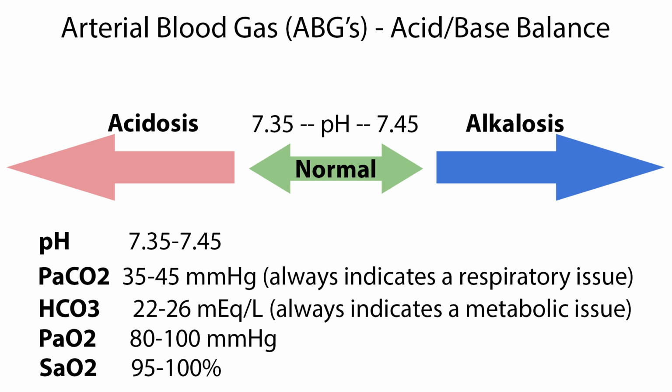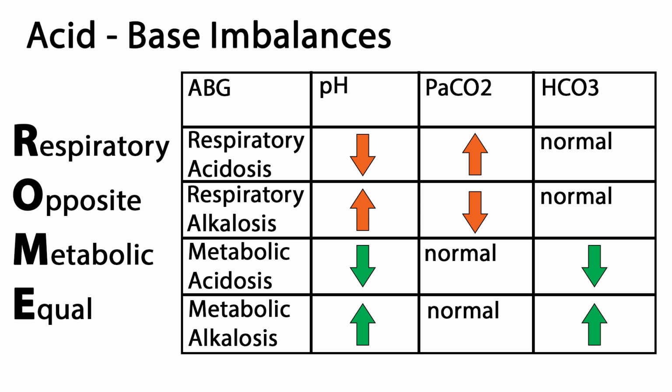PaO2, the partial pressure of oxygen, is 80 to 100 millimeters mercury, and SaO2 is the oxygen saturation, ranging from 95 to 100%. When studying acid-base imbalances, it is helpful to remember ROME: respiratory opposite, metabolic equal.